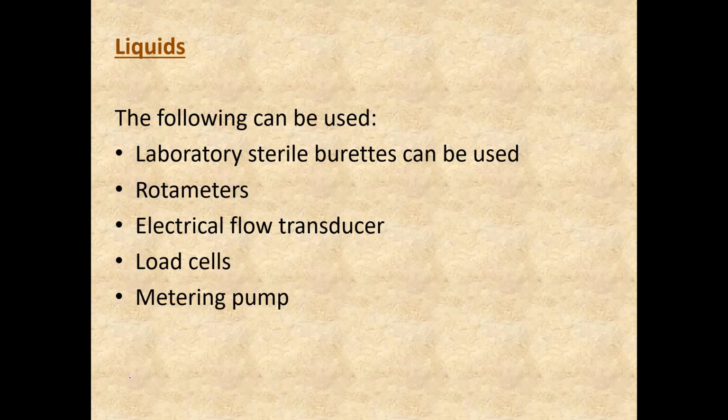Okay, so these are the methods to monitor the flow rate of liquids. Laboratory sterile burettes, they can be used only at the lab level. Rotameters, electrical flow transducer, load cells, and metering pumps. So this was all about monitoring flow rate of liquids during a fermentation.